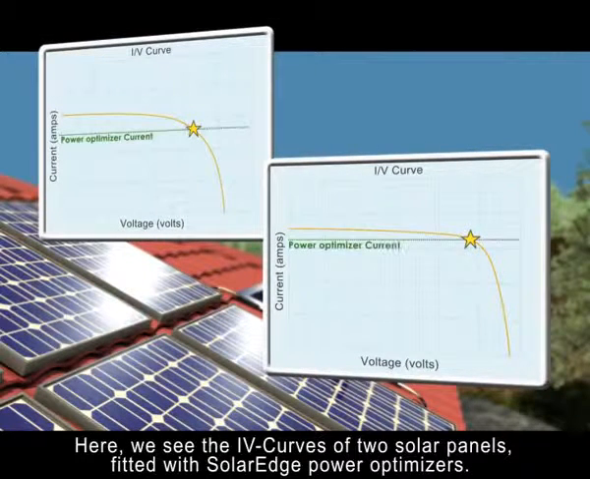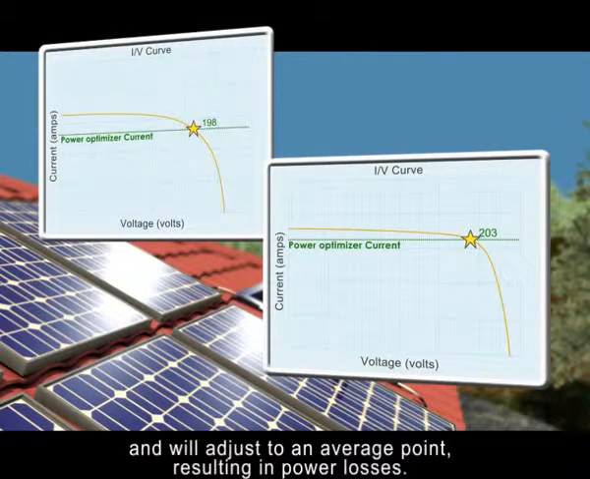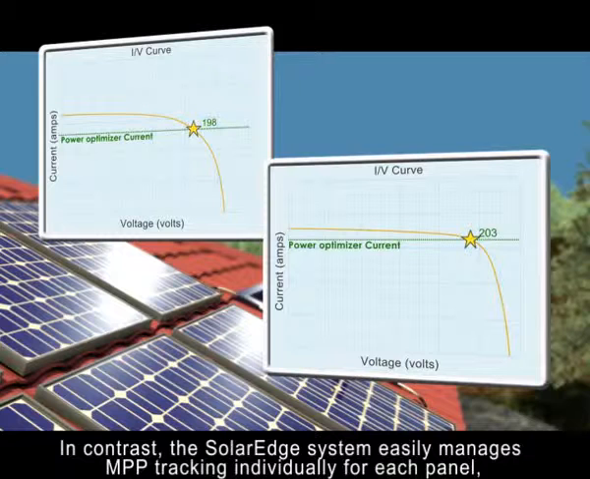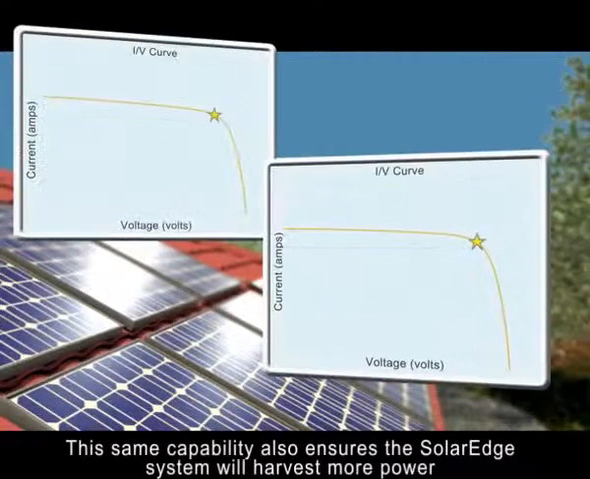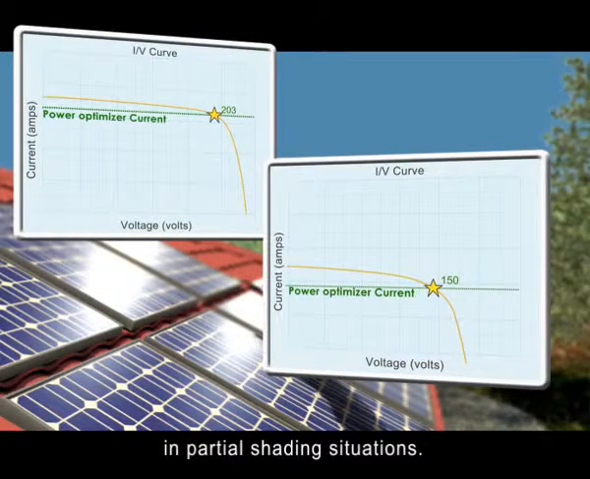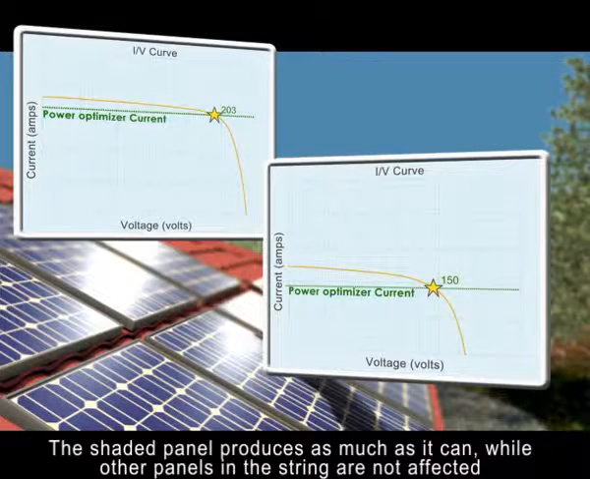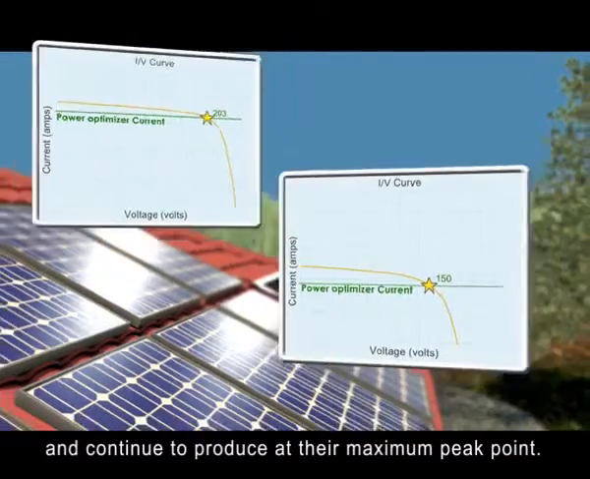Here we see the IV curves of 2 solar panels fitted with SolarEdge power boxes. You can see that the MPP point is different for each panel. As you recall, traditional systems cannot handle this mismatch and will adjust to an average point, resulting in power losses. In contrast, the SolarEdge system easily manages MPP tracking individually for each panel, harvesting the optimal available power. This same capability also ensures the SolarEdge system will harvest more power in partial shading situations. The shaded panel produces as much as it can, while other panels in the string are not affected and continue to produce at their maximum peak point.